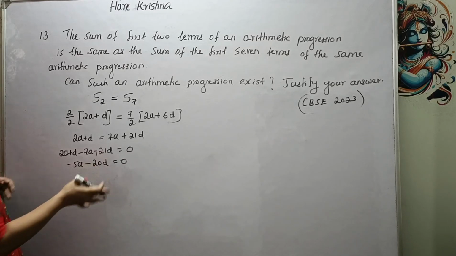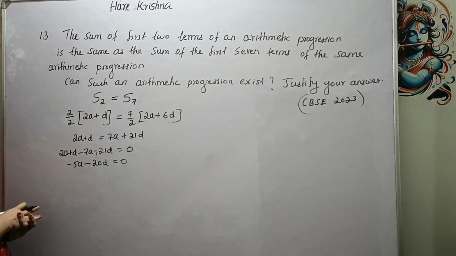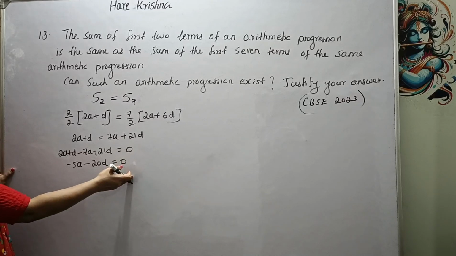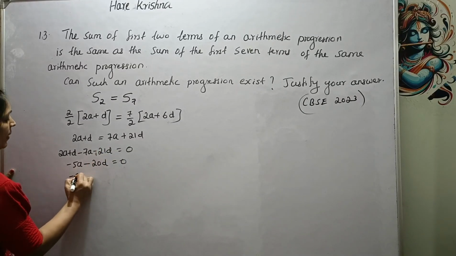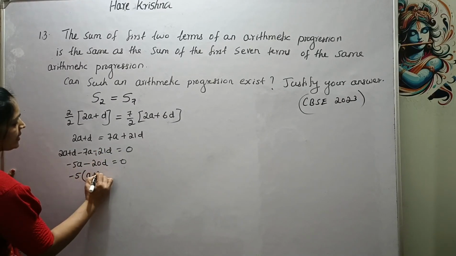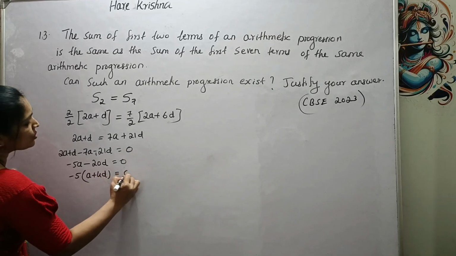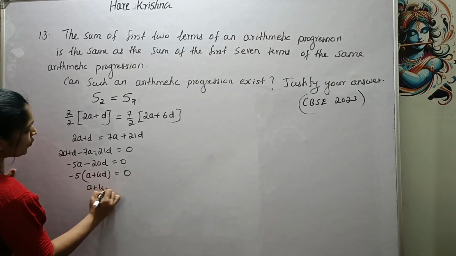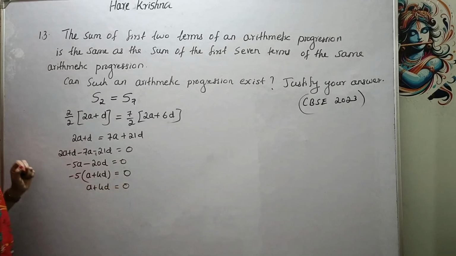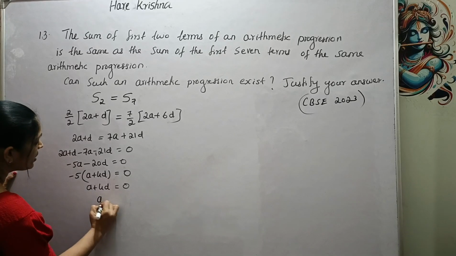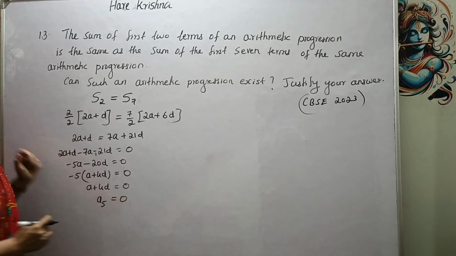Here minus 5 is common. We can take it out and take it to the right side. Cancel. Minus 5 into (A plus 4D) is equal to 0. That is A plus 4D is equal to 0. See, we have got A plus 4D is equal to 0. What is A plus 4D? A plus 4D is nothing but the fifth term, right? That is A5. A5 is equal to 0.